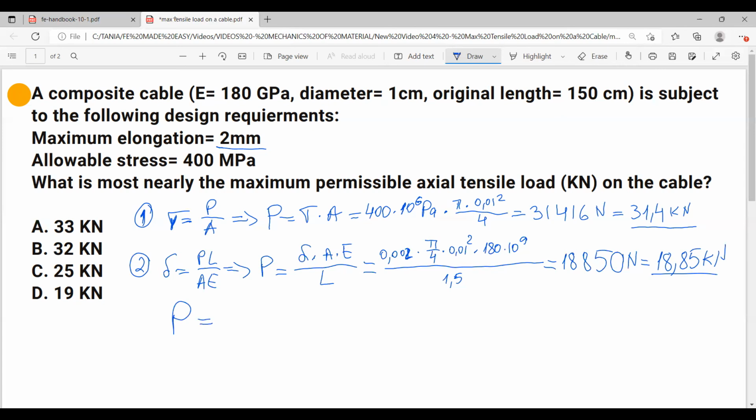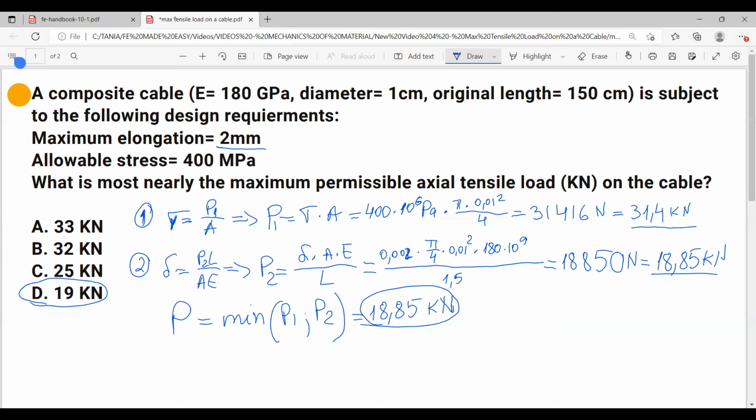Okay, so now we have our load calculated from both of these formulas, and the maximum permissible axial tensile load is going to be, let's call this P1 and this P2. So it's going to be the minimum between P1 and P2 and equals 18.85 kilonewtons. And looking at the results, the correct answer is D.